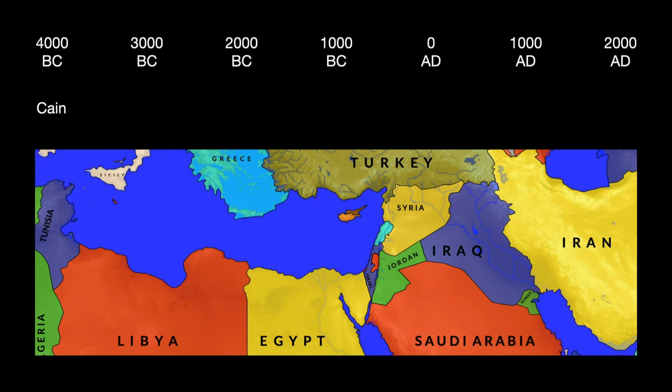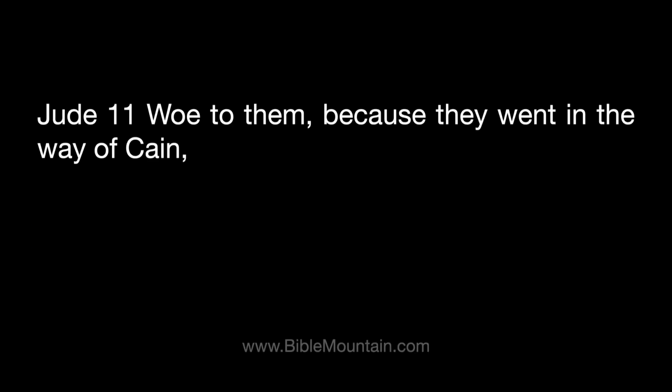Jude, in his letter, made reference to this, and that comes in Jude 11. And Jude wrote, Woe to them because they went in the way of Cain. The pronoun them referred to the people who had crept into the church secretly, the ones who were distorting grace and who were denying Jesus. And so Jude made reference back to Cain to explain that the people who had crept into the church were doing the same thing that Cain had done.